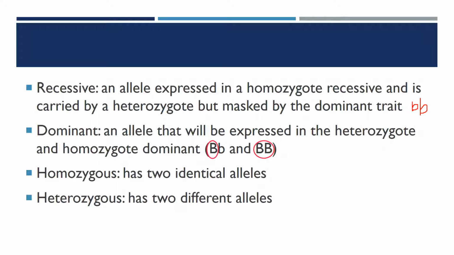Okay. We've then got homozygous, which is two identical alleles, and heterozygous, two different alleles. So if you're not sure, this bit here really differentiates. So homo, same, hetero, different.